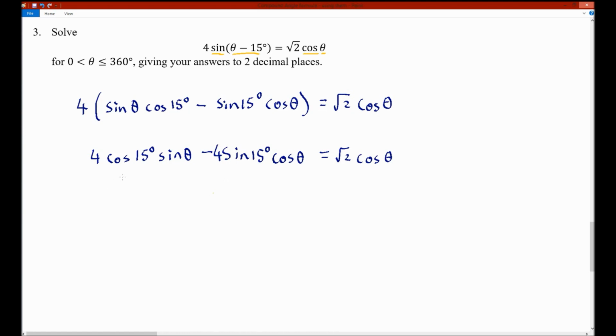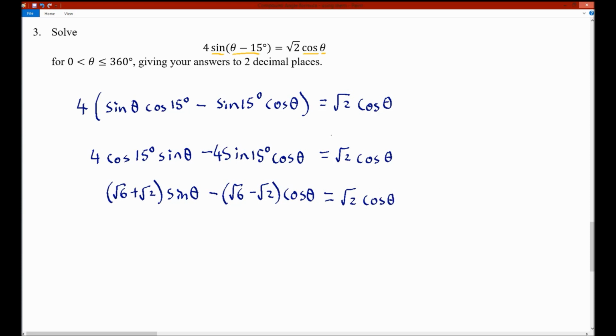Because if I write cos of 15 degrees, cos of 15 degrees comes to root 6 plus root 2 over 4. So when I times it by 4, we've got root 6 plus root 2. And that's how many lots of sine theta we therefore have. Similar sort of thing happening over here, except we'll end up with root 6 minus root 2 lots of cos theta, and of course we're taking that away. And on the right hand side, we've still got the root 2 cos theta.